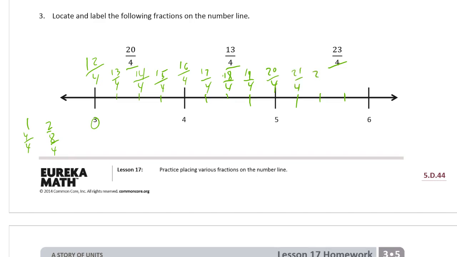It's more work and it takes a little more time. All right, so we need 20/4, that's this one here, and 13/4, that's that one there, and 23/4, that's that one there. So let's just put some dots and plot those points.